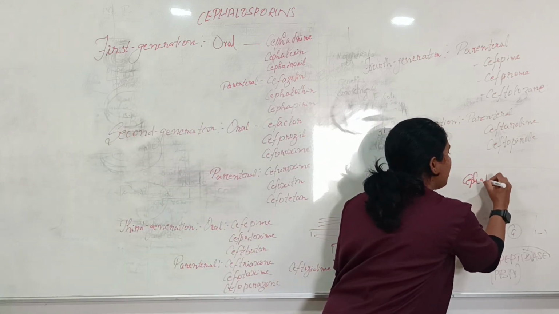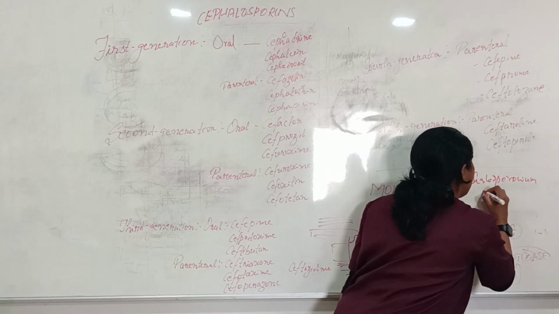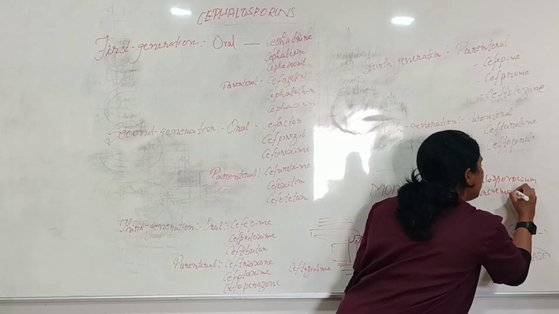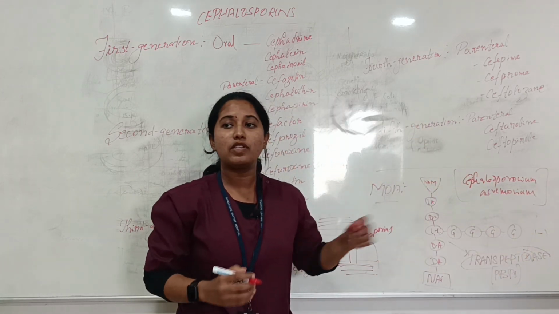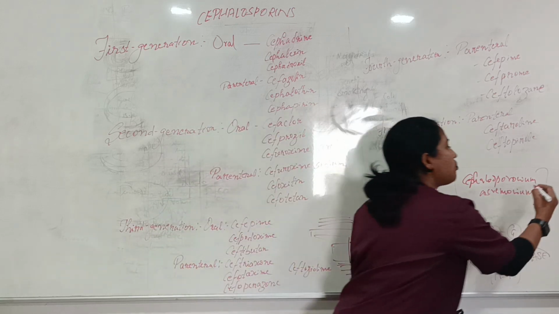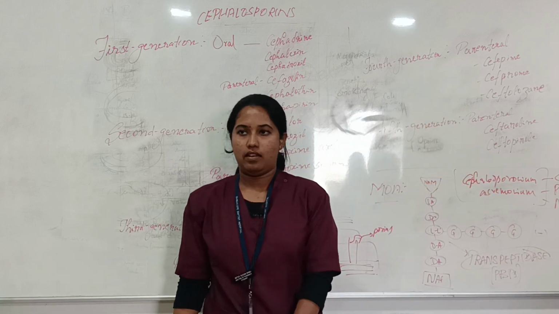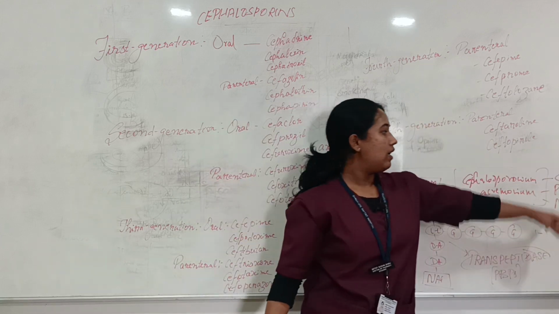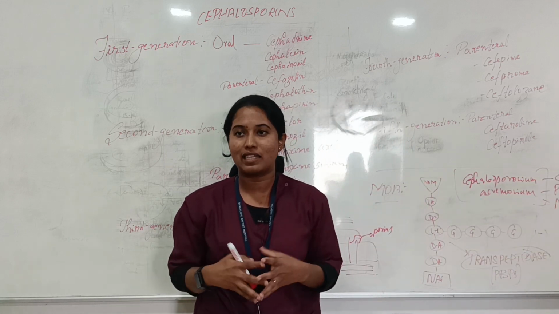Cephalosporonium acrimonium. This was the fungus mold. From this fungus mold, they derived 3 antibiotics: cephalosporin C, cephalosporin P, and cephalosporin N. Among these 3, they found that cephalosporin C is known to have a high antibacterial effect.